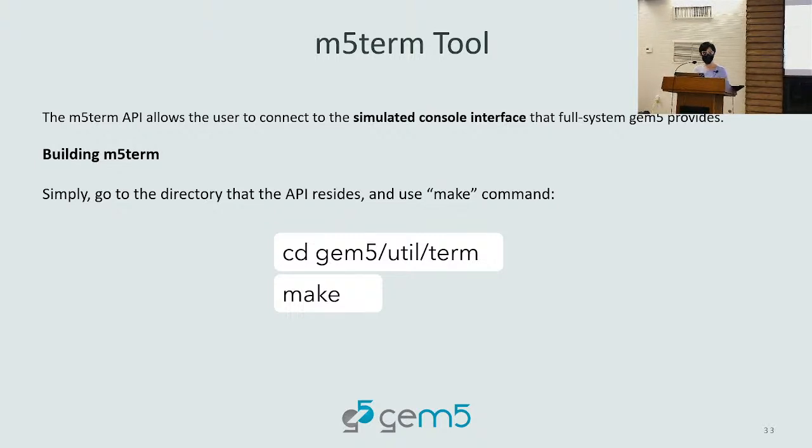So just like m5ops, you need to build it, and you simply go to the gem5 util term directory and hit make. It should build it for you. So I'm going to ask you all to do these two commands so we can continue our example. Just simply go to the directory and make it.